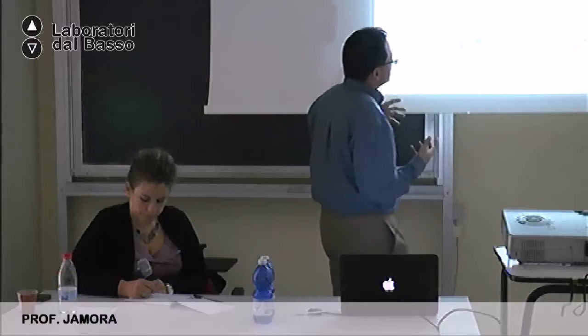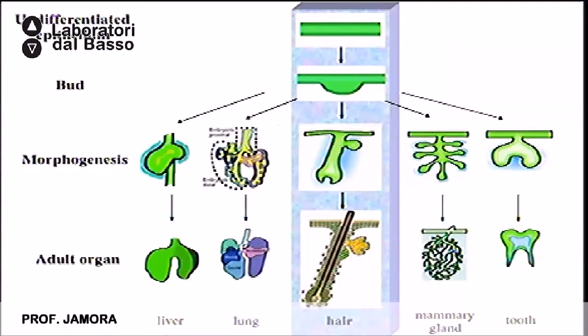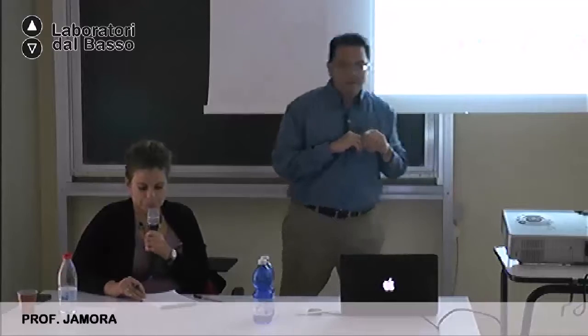And so what we're going to use is the hair follicle as our model system, right? Because again, I can get rid of the hair follicle, mess it up genetically, and the mouse is going to be fine. You don't want to do that to the liver and lungs of the animal, okay?